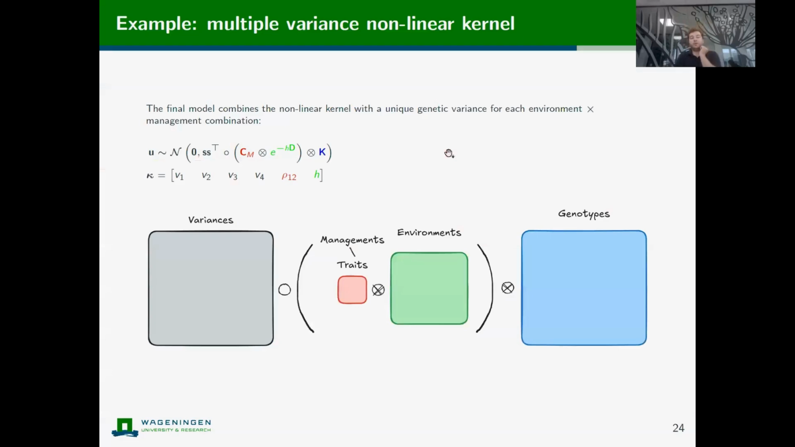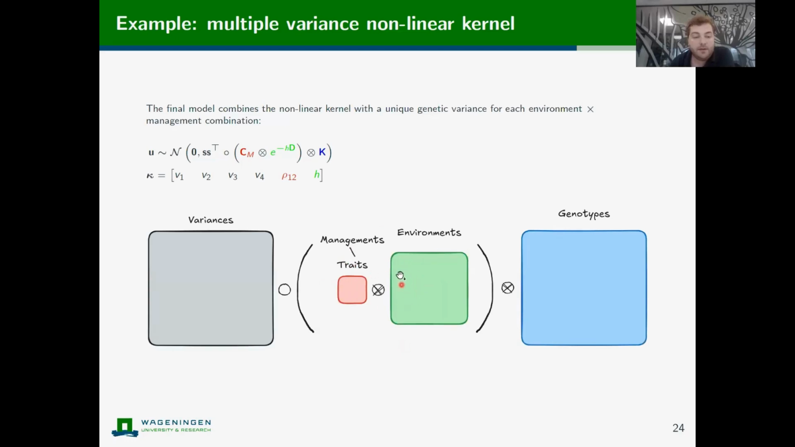So yeah, that's the single variance kernel, nonlinear kernel. We can do again the exact same thing for the multiple variance version. Again, this is very similar to the multivariance linear kernel, except that we've again replaced C by e to the power minus HD. We've got the extra parameter, and again, what we do is we estimate H. H gives us the nonlinear kernel here in green. We multiply that with the unstructured model for the managements.